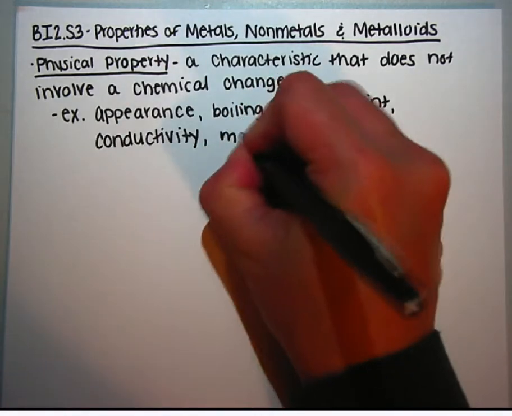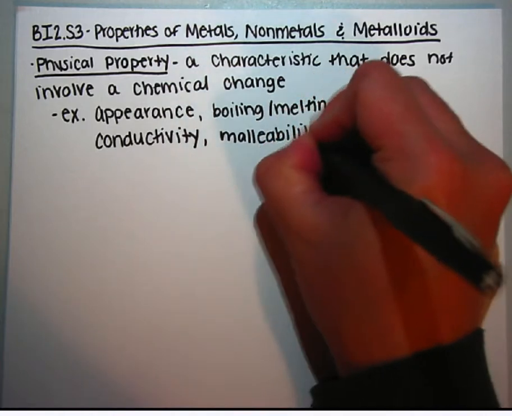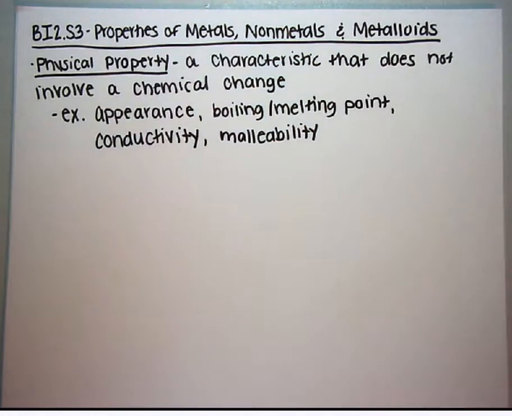Another example, malleability. I always think of malleable like moldable. Things that can be molded in different shapes, we say they are malleable. So if you had a metal that was like a sphere and you were able to hammer it into a sheet, flatten it out, we would say that substance is malleable. And again, that would be a physical property because it's not involving a chemical change.